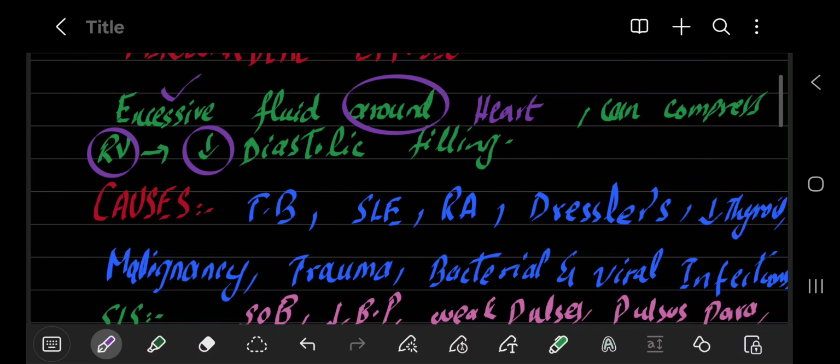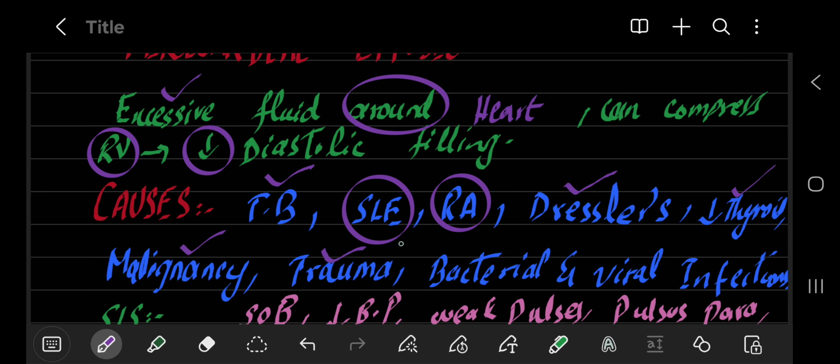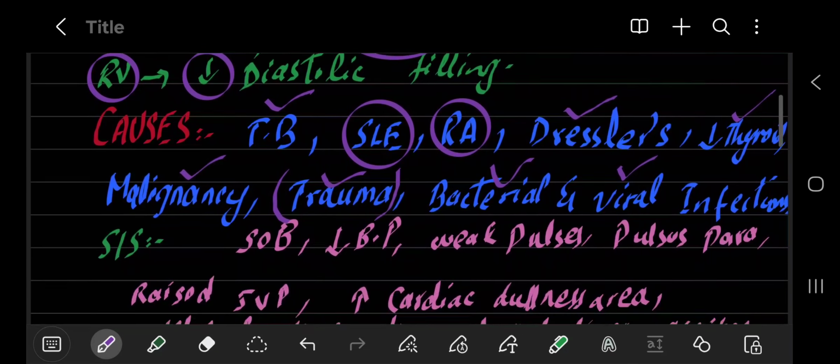The causes of pericardial effusion can be tuberculosis, systemic lupus erythematosus, rheumatoid arthritis, Dressler syndrome. This is a complication of myocardial infarction that is seen 2 to 4 weeks after the myocardial infarction, and in this case there is acute pericarditis that can lead to the development of this pericardial effusion. You can also see this in hypothyroidism, in case of malignancies, trauma that can lead to blood in the pericardial cavity, and bacterial and viral infections can also lead to the development of pericardial effusion.